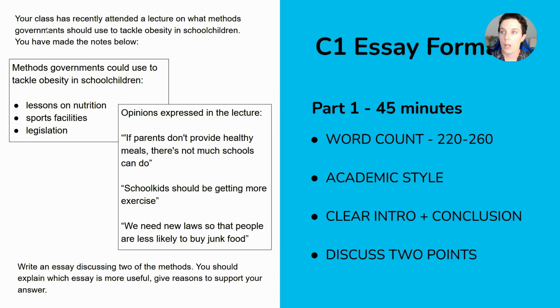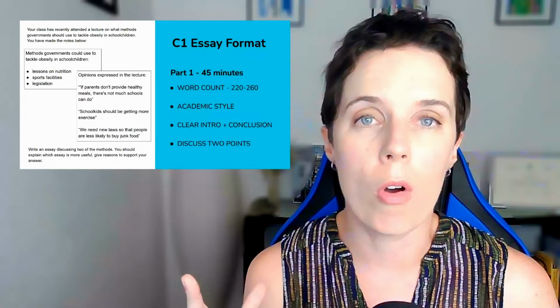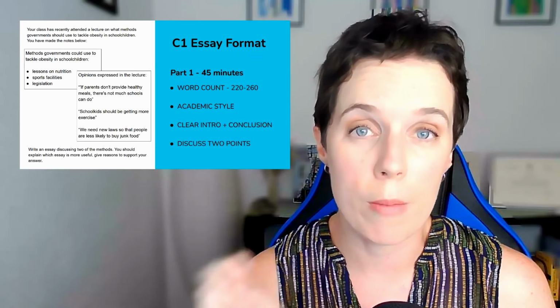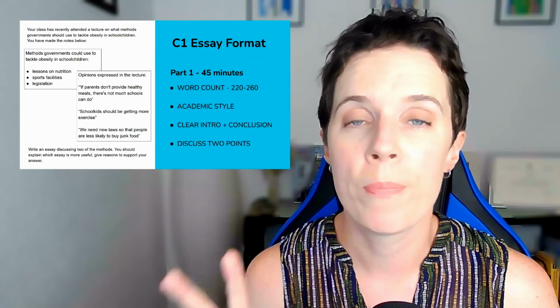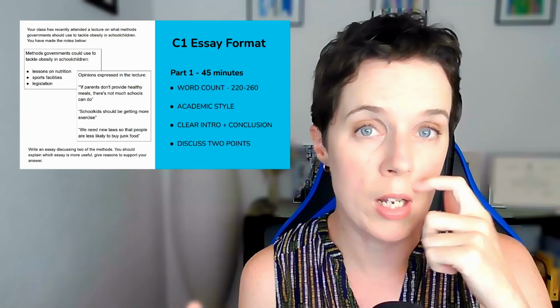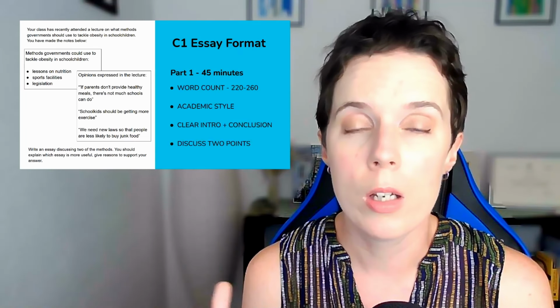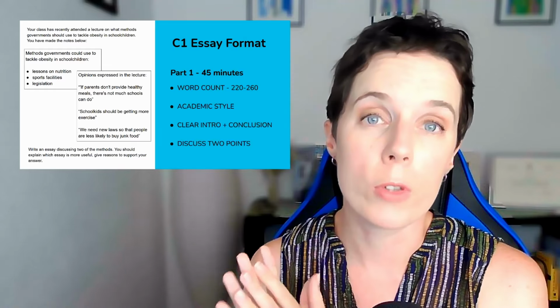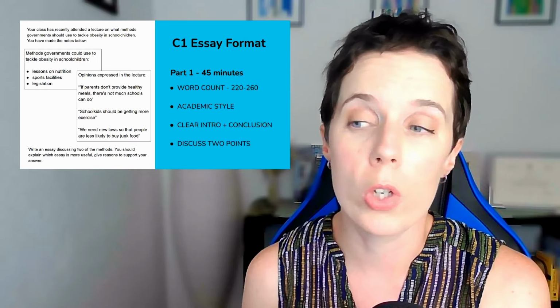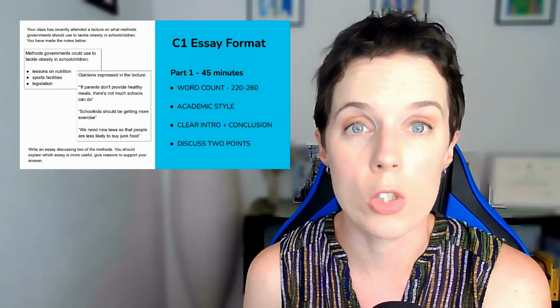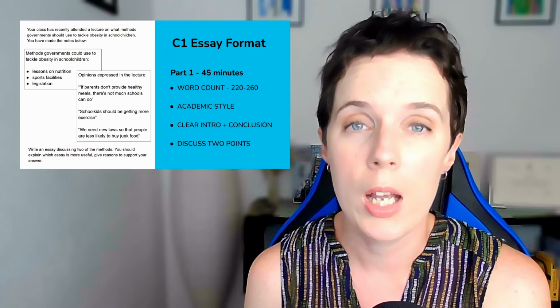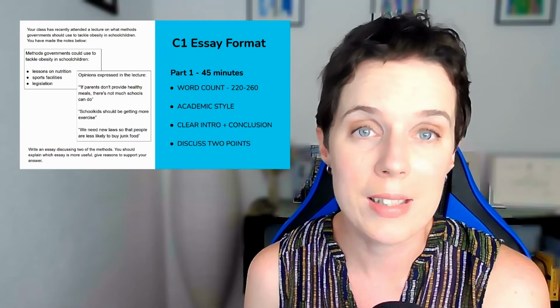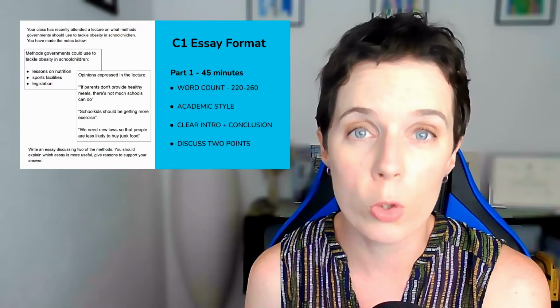Okay, your essay format. So first of all, this is part one of your writing exam. There are two parts in your exam, and your writing exam is an hour and a half altogether, which gives you 45 minutes for each part. So you have 45 minutes for your essay, and your word count is 220 to 260 words, and you should be writing in an academic style, so it should be formal.